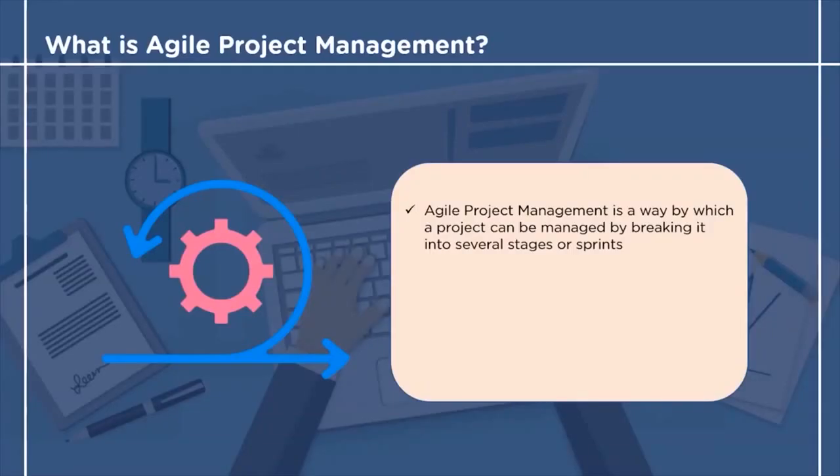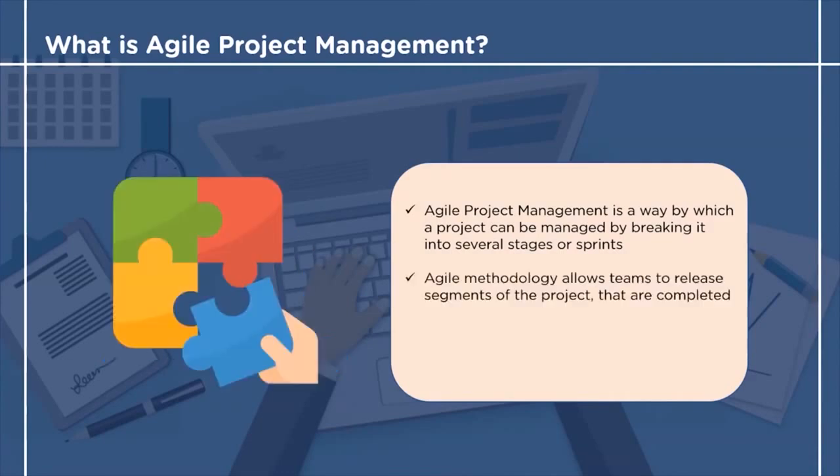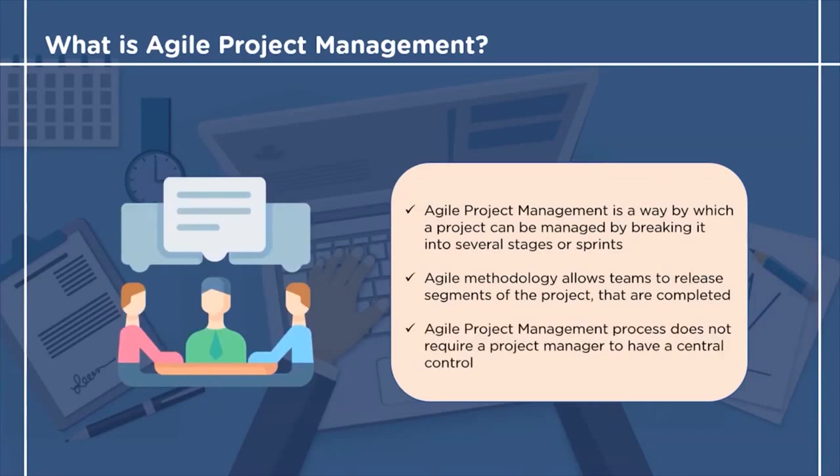Agile project management, as the name suggests, is a flexible approach to building a project. In Agile project management, the project is broken down into several stages or sprints. Agile does not work on the principle of delivering the final product at the end of the project. It works on delivering sections of a project or mini projects. The process of project management in the case of Agile is team based. So there won't be any central control of a project manager as there was in the traditional way of working.